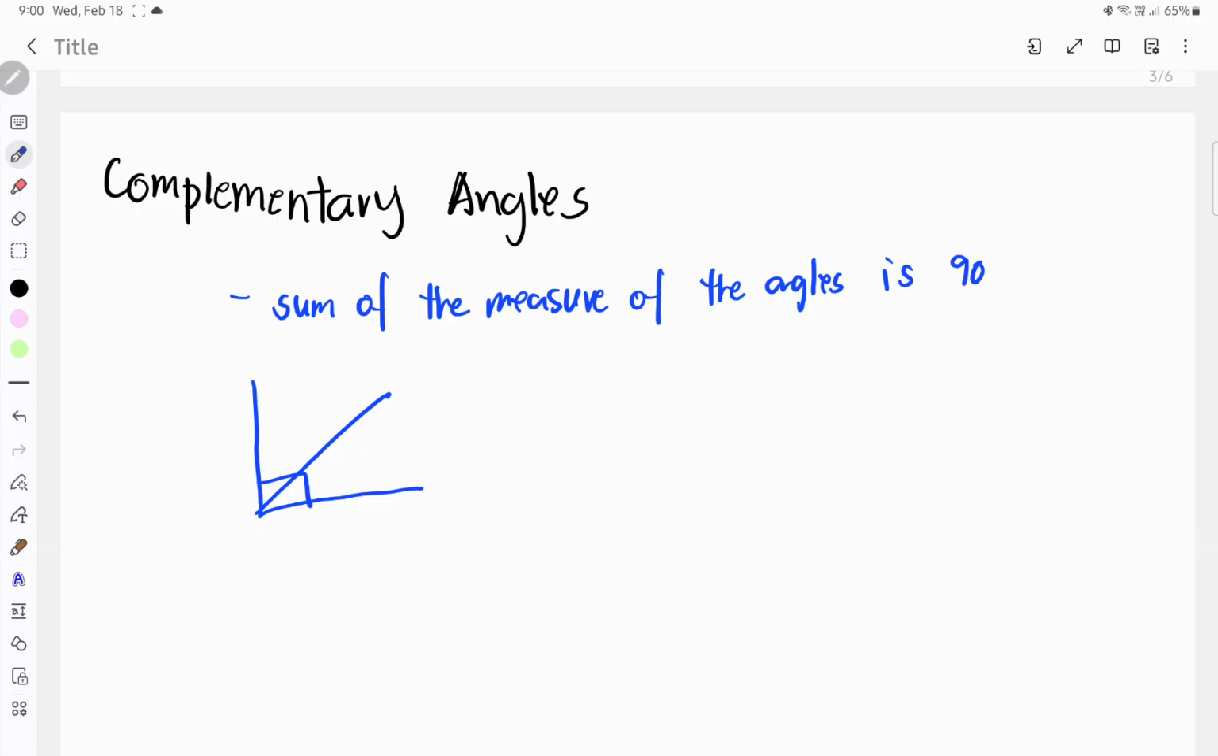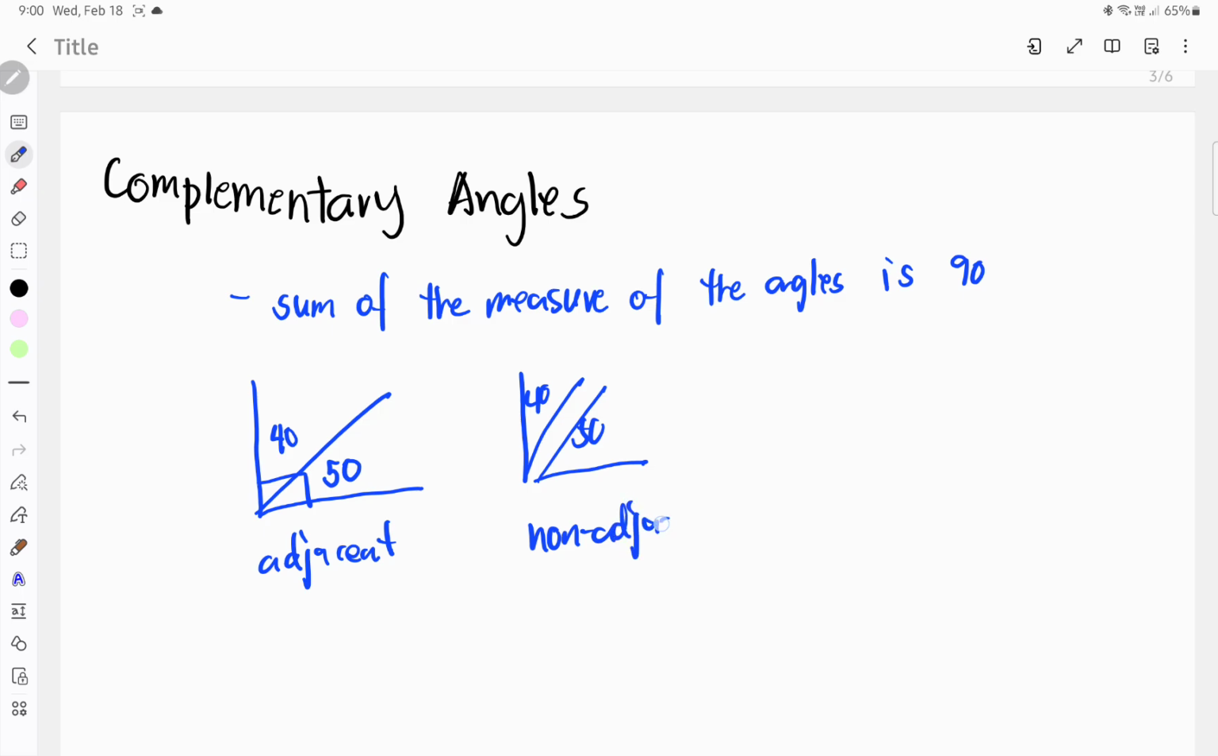Assuming this is 40 and this is 50, these two angles are complementary. But we can have this one too: this is 40 and this is 50. This is adjacent but complementary. This is non-adjacent but complementary. Now we call each angle the complement of the other.